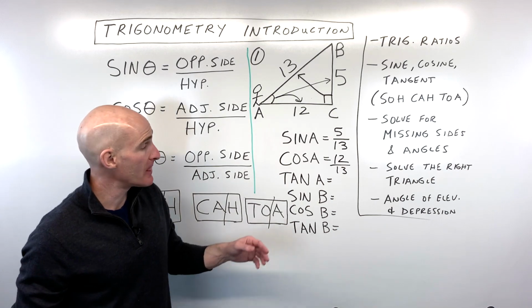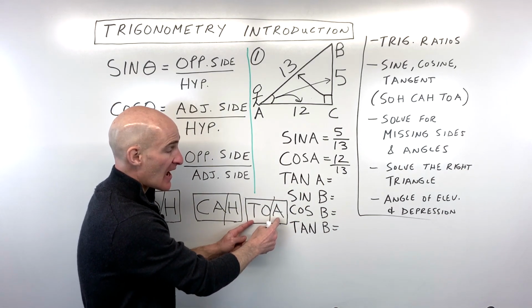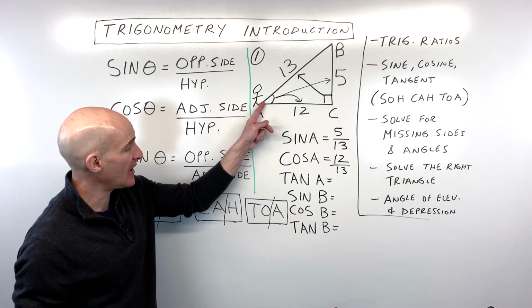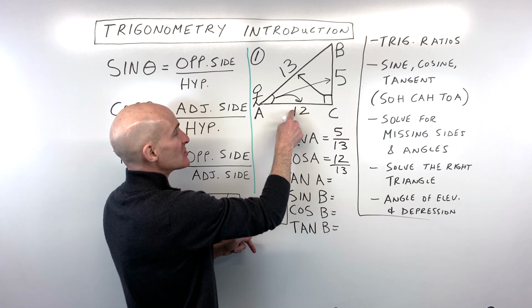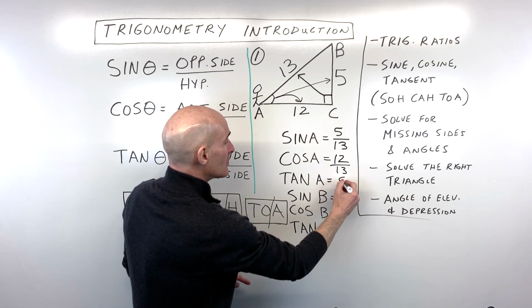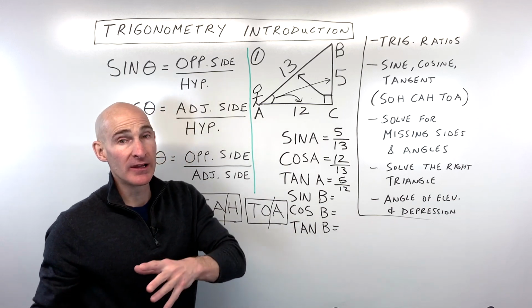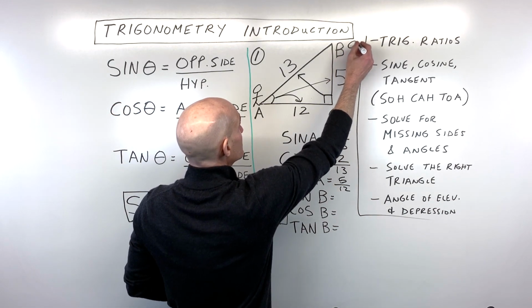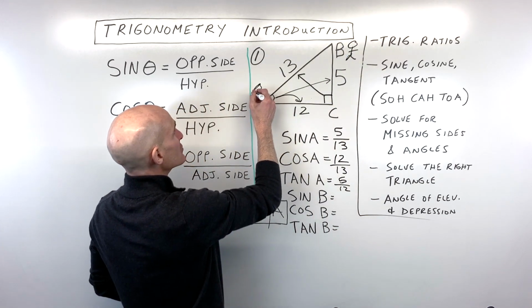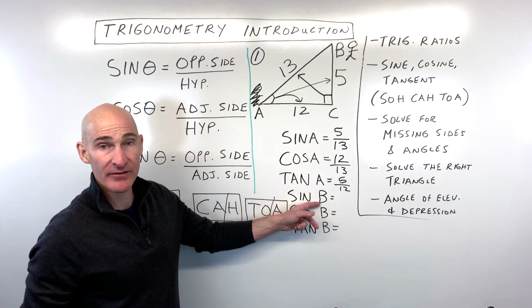Now tangent is this TOA, which is the opposite side over the adjacent side. So if we're here at angle A, remember opposite is across, adjacent is next to, so it's going to be the opposite 5 over the adjacent 12, and you've got it. Now let's switch our perspectives. Let's pretend we're over here at angle B. Okay, let's erase our first guy there. And let's say we want to find the sine of angle B.